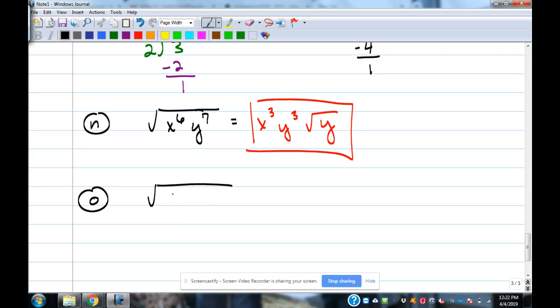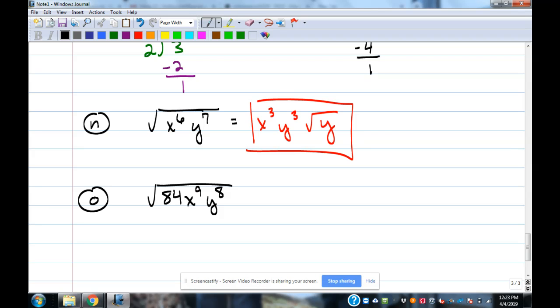Let's take the number, let's do 84, x to the 9th, y to the 8th. So they put a number and variables in there. Do we know how to do it if it was just square root of 84? What do we do?